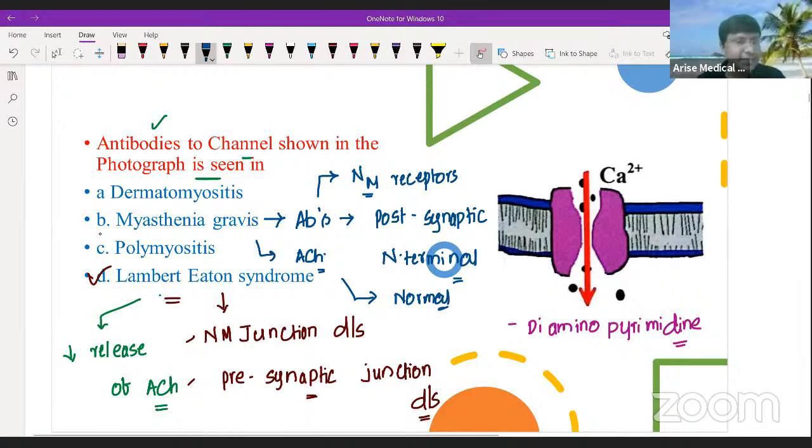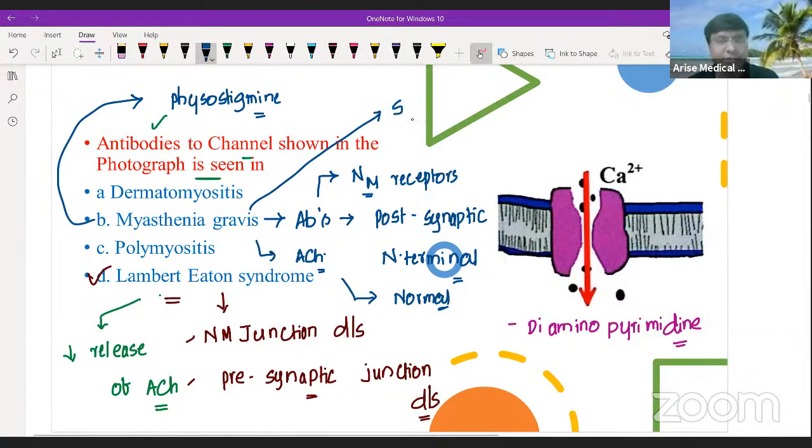And what is the drug of choice for myasthenia gravis? It all depends upon the severity of your myasthenia. In mild to moderate cases, we give physostigmine. In moderate to severe cases, we give steroids. Whereas in mild to moderate cases, we give both physostigmine as well as neostigmine, but physostigmine is more preferred compared to neostigmine. So this is about myasthenia gravis, which is also an autoimmune disorder.